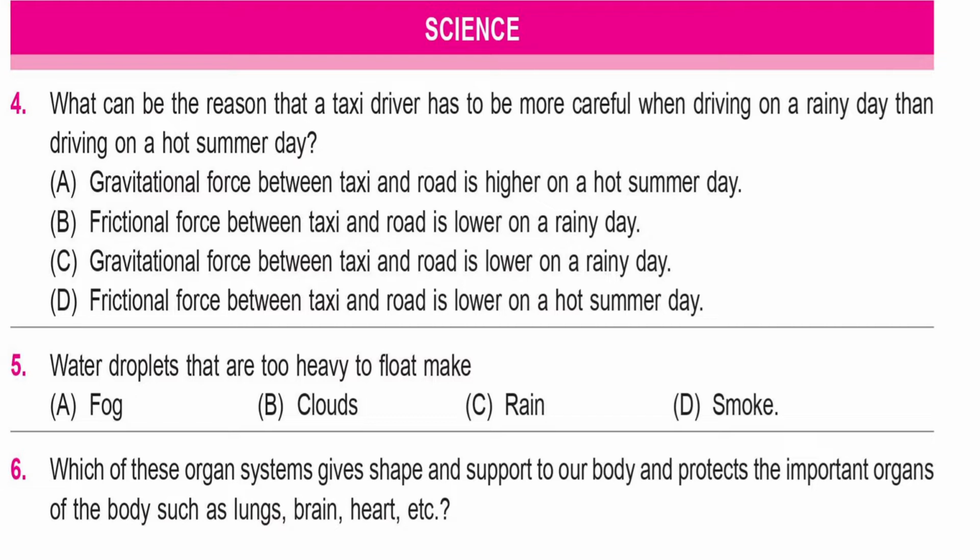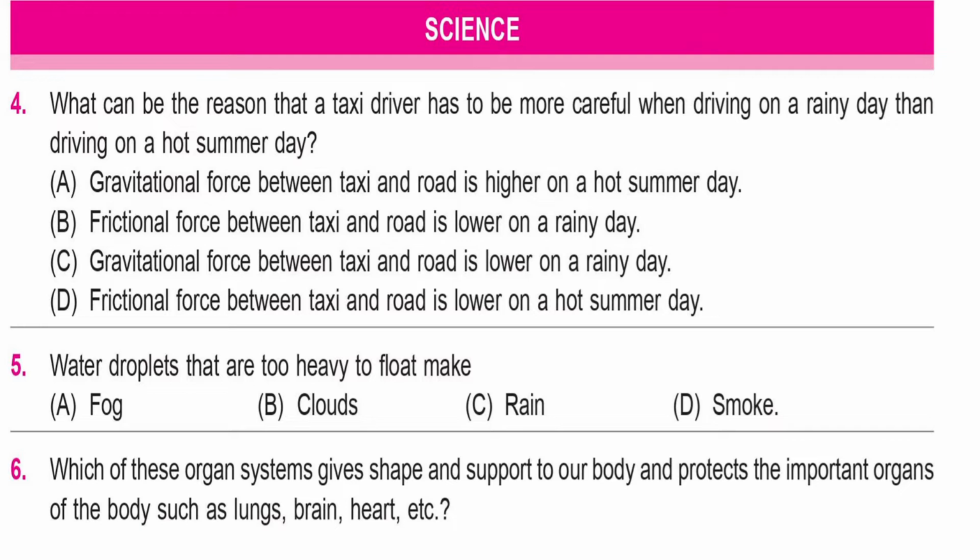Option A, gravitational force between taxi and road is higher on a hot summer day. Option B, frictional force between taxi and road is lower on a rainy day. Option C, gravitational force between taxi and road is lower on a rainy day. Option D, frictional force between taxi and road is lower on a hot summer day. You need to understand that frictional force between taxi and road is lower on a rainy day because it's slippery. So the correct option will be option B.